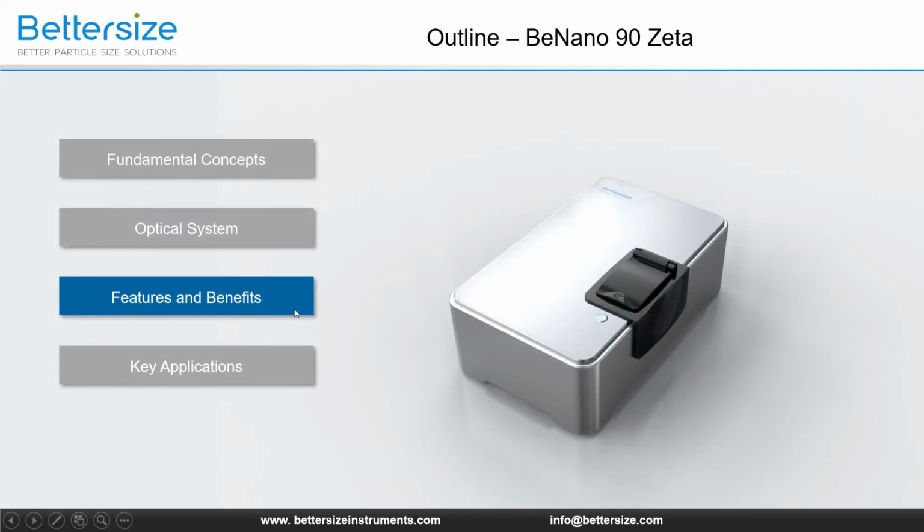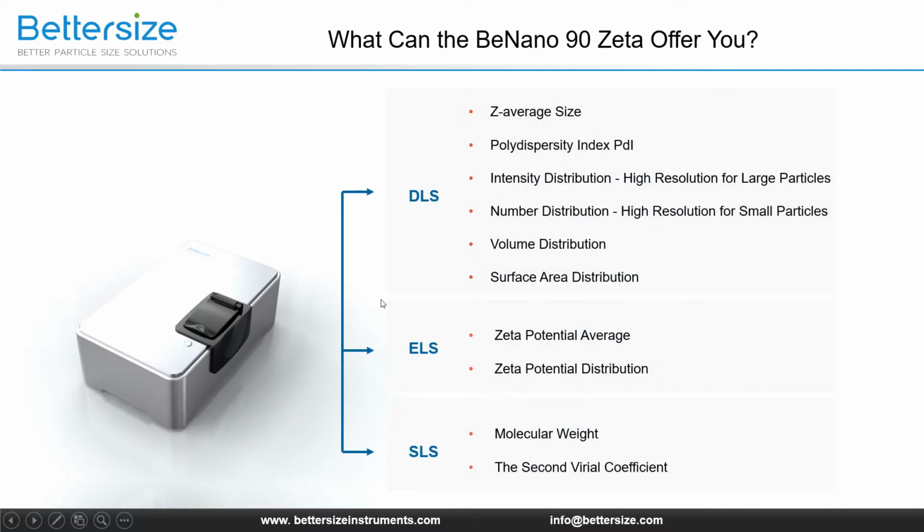Besides the technical things, the true concern is what the Binano 90 Zeta can offer you, and what are the features and benefits. As I have mentioned, the Binano 90 Zeta integrates 3 technologies: DLS, ELS, and SLS. Through DLS, you can get the average size and polydispersity index of your sample. The size distribution can be provided based on the intensity, number, volume, and surface area, although intensity distribution is the primary result given by DLS.